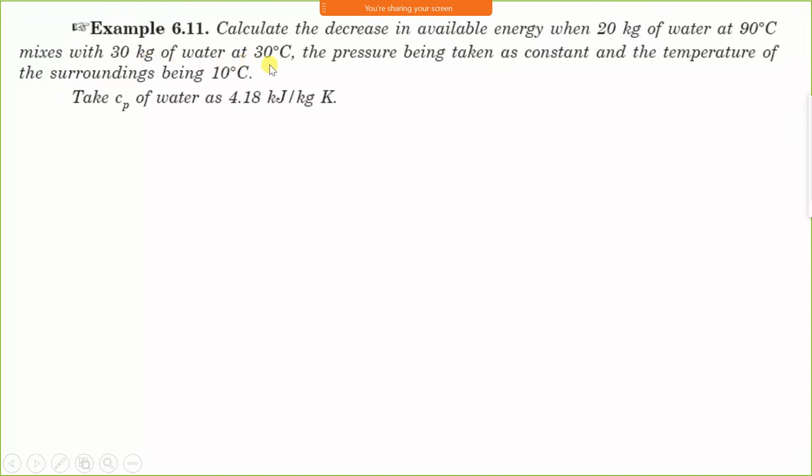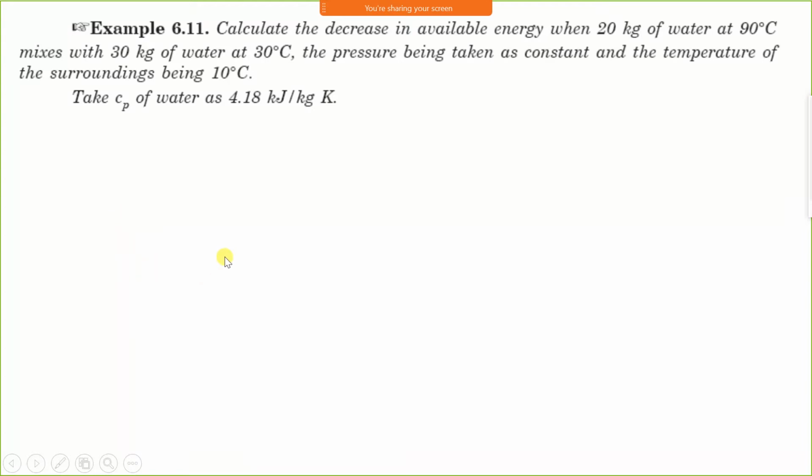water at 30 degrees Celsius. The pressure is taken as constant, and the temperature of the surroundings is 10 degrees Celsius. The specific heat of water is 4.18 kJ per kg Kelvin. In this problem, water at different temperatures and different masses is given.